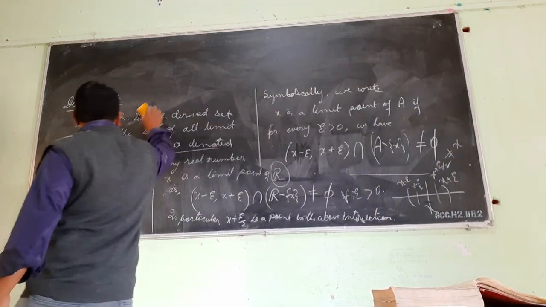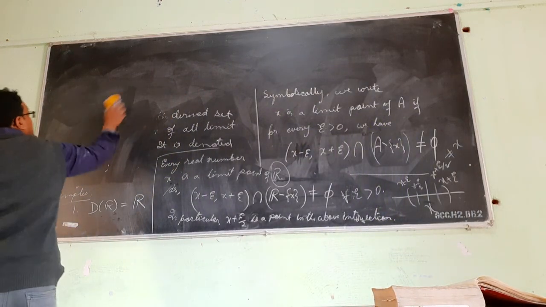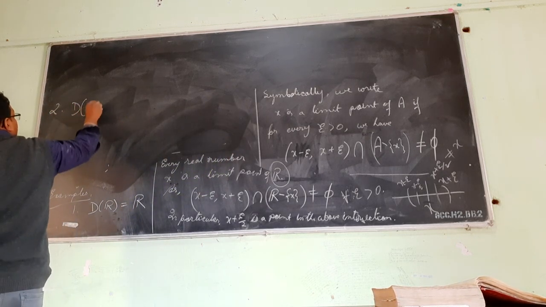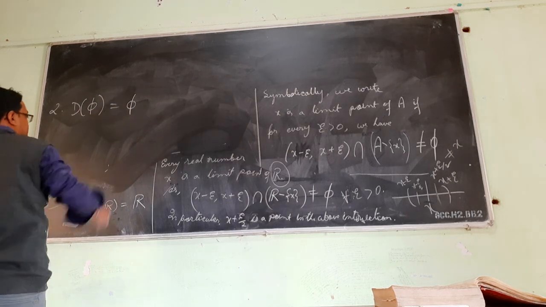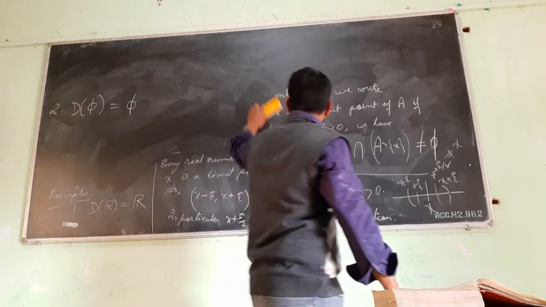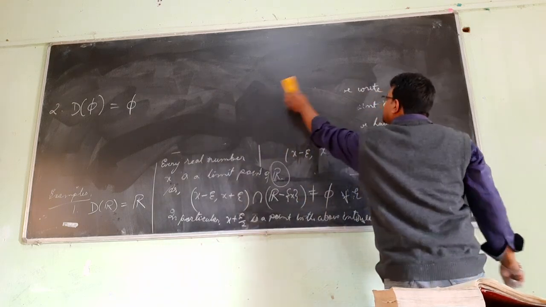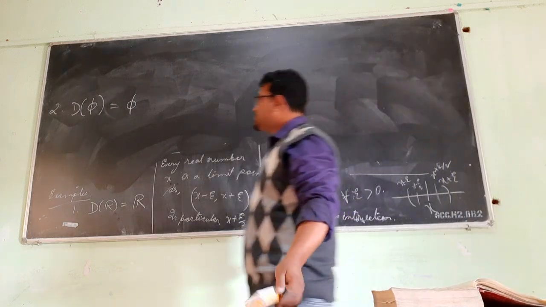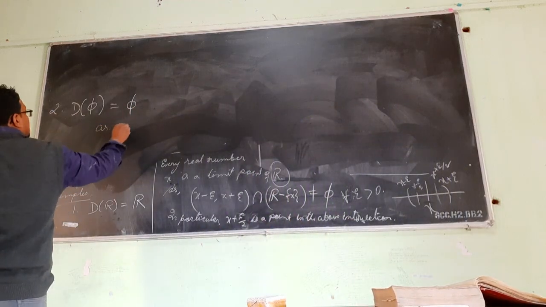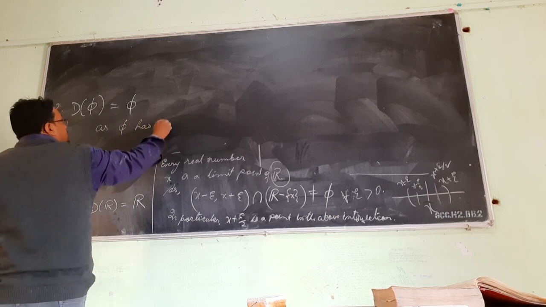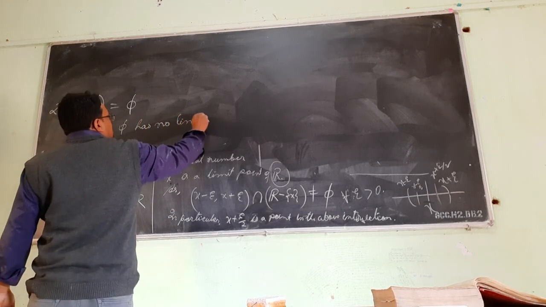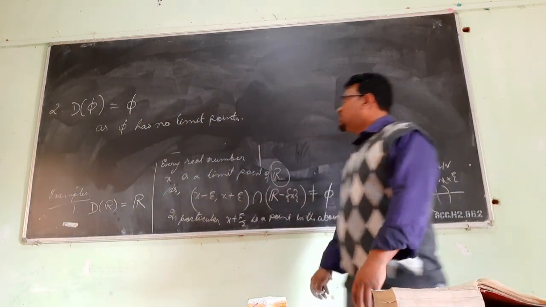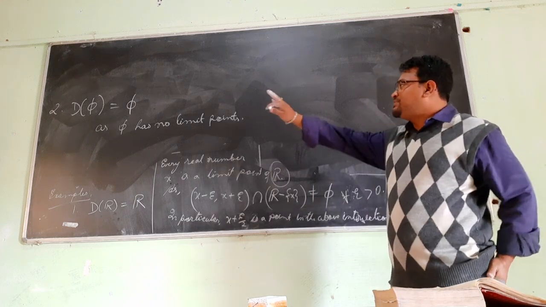Then another example, which I had just said: number 2, the derived set of phi is phi, because phi has no limit points. The empty set doesn't have any limit point. It doesn't satisfy the definition of a limit point. No point can be a limit point of the empty set. So the derived set of phi is phi.